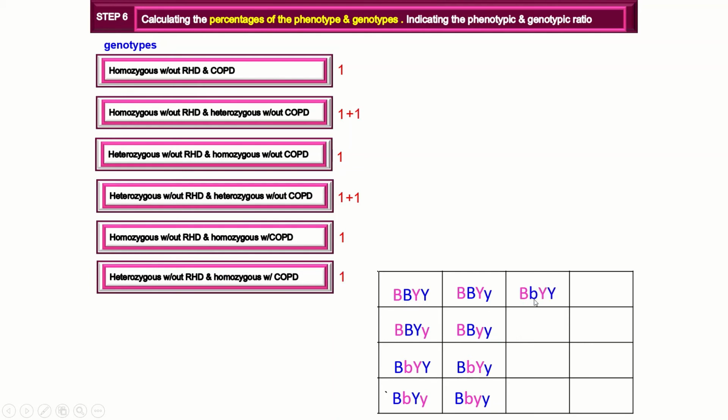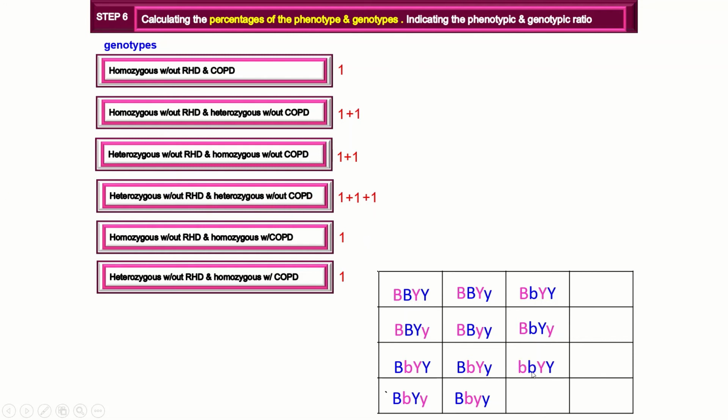Next, we have heterozygous without RHD and homozygous without COPD. I think this one. Okay, this one. Next, we have heterozygotes without RHD and heterozygotes without COPD. And I think, okay, this one and this one. So heterozygous. Okay, there.